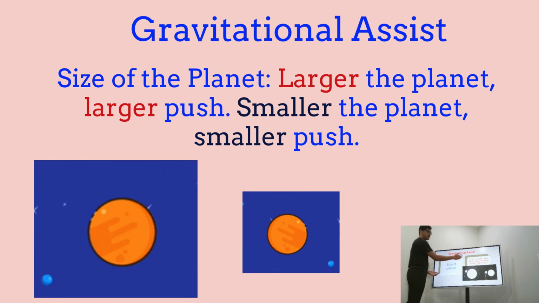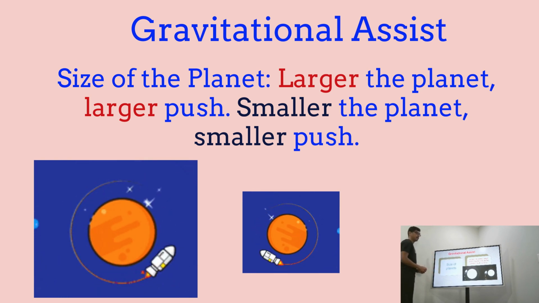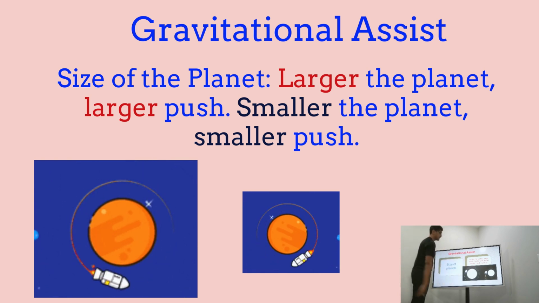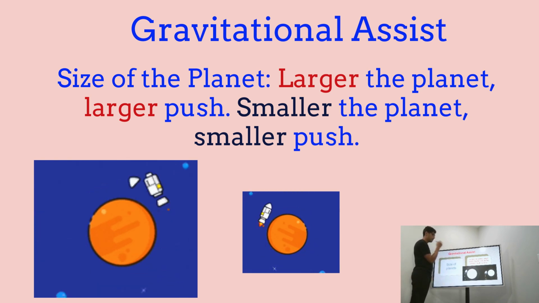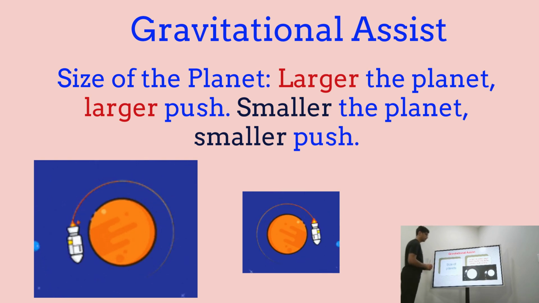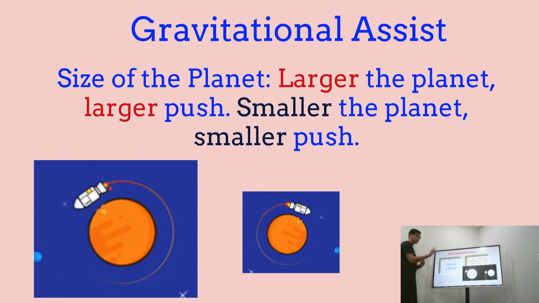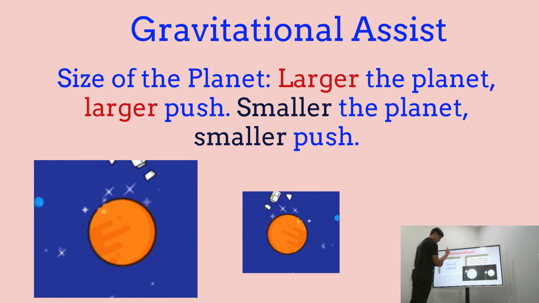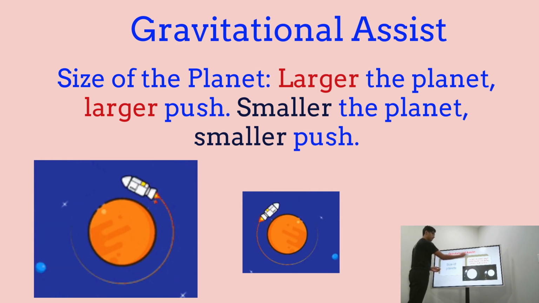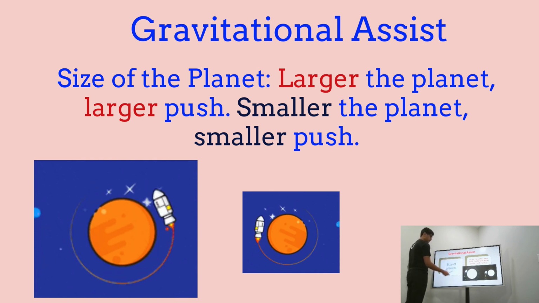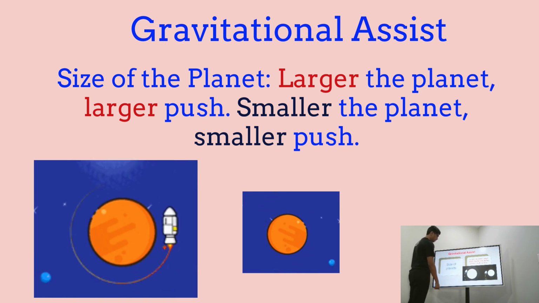And then if we have Mercury, for example, it's barely going to have any push because it doesn't have much gravity. So that's basically how the size of planets can affect the push for the spacecraft.